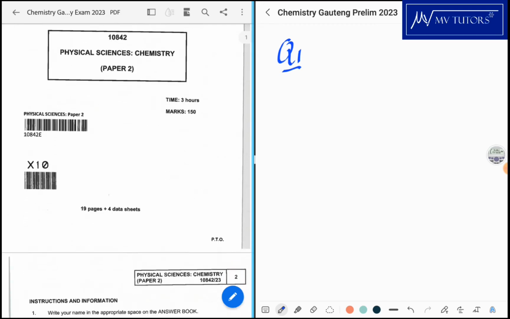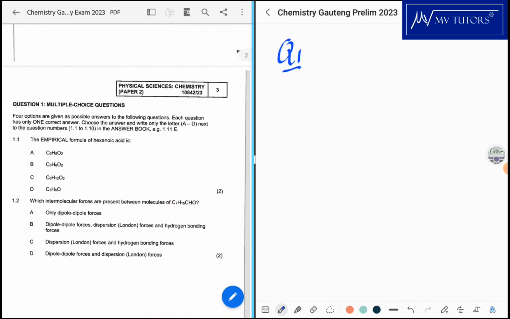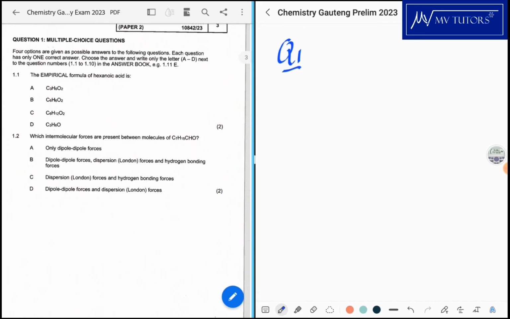Alright, so let's have a look at question 1. We're having a look at the prelim written in Gauteng. This should help you prepare quite well.